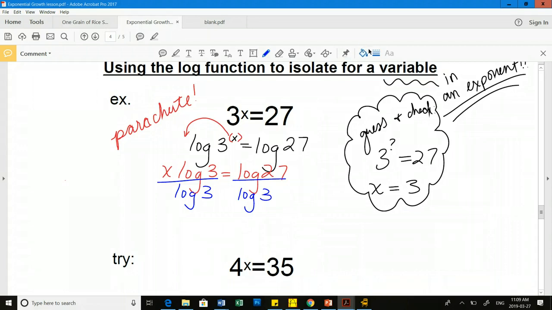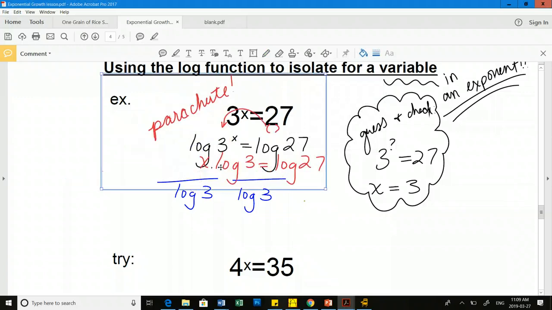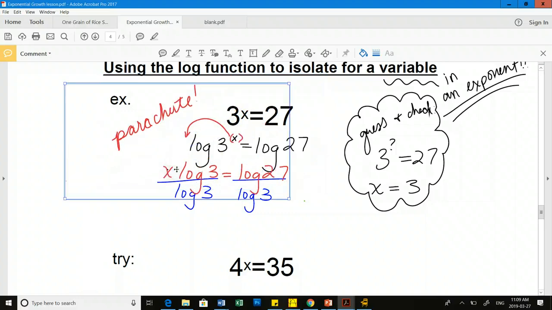Pardon? What's that? Doesn't that make log 27 what? Yep, so that stays together as well.